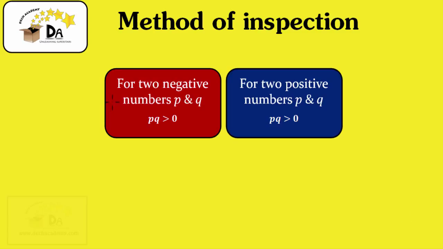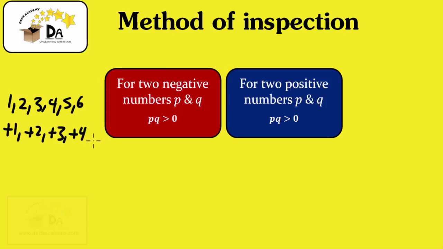Firstly, when you have two negative numbers, their product is always positive. So this box just contains the sentence that says for two negative numbers p and q, p times q is always greater than 0. And as you know, any number greater than 0 is positive, because the numbers greater than 0 are 1, 2, 3, 4, 5, 6, and so on up to infinity, which is the same thing as saying plus 1, plus 2, plus 3, plus 4. The numbers less than 0 are the negative numbers. So just remember, the product of two negative numbers always gives a positive number.